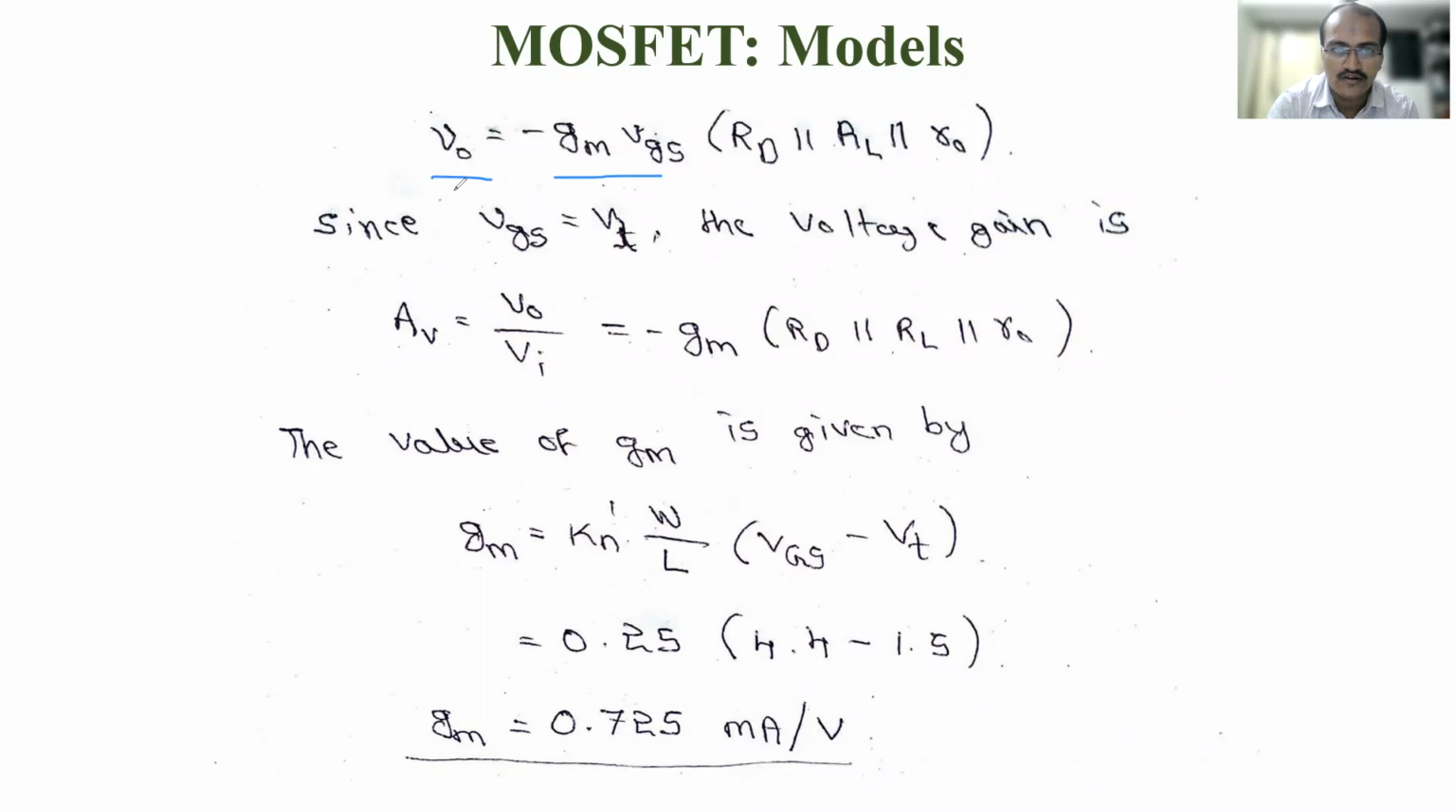This divided by VGS was there, and I took it here. Already RD and R0 were there earlier, right? Along with them RL came now because of the change in the circuit. So now, since VGS equals VI, the voltage gain V0 by VI equals this; VGS will come in the denominator, which is substituted as VI. So only this one will remain: minus GM RD parallel RL parallel R0.